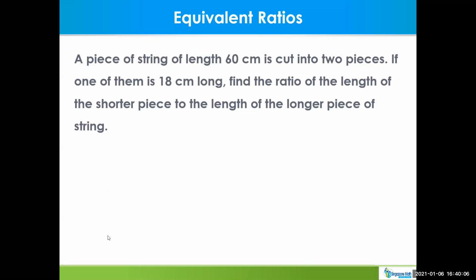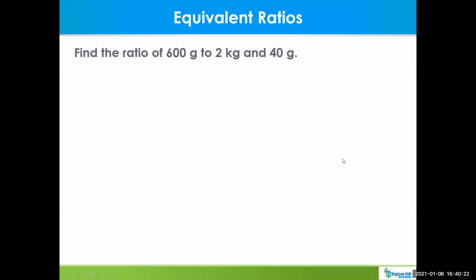Okay, good. All right, so basically you guys got 18 is to 42, and then when you divide it by 6, you get 3 is to 7. Okay, so well done. Let's move on. Now, what about this? Find the ratio of 600 grams to 2 kg and 40 grams. So this includes conversion as well. I can give you about 1 minute to solve this. All right, your time starts now.